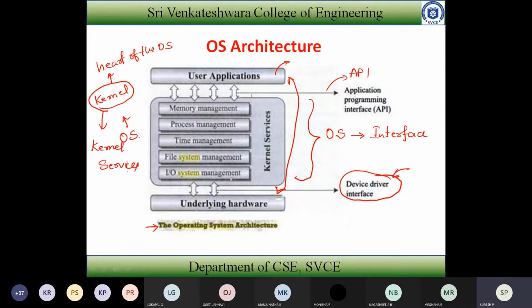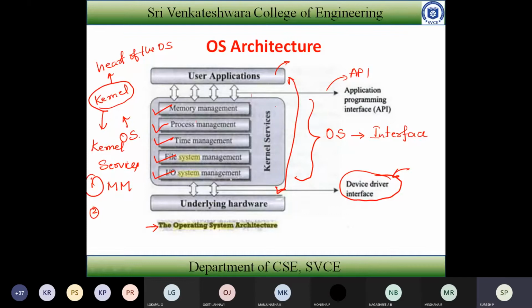The services which the kernel has to provide: one is memory management. Second, it has to provide process management. Third, time management. Fourth, file system management. Fifth, IO system management. So these are the different kernel services which your operating system has to provide.